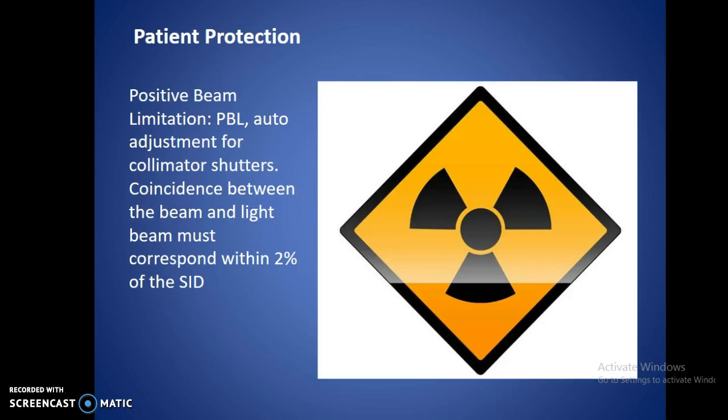Positive beam limitation we talked about in the prior chapter. Auto adjustment for the collimator shutters. The coincidence between the x-ray beam and light beam must correspond within 2% of the SID. So notice that 2% comes up quite a bit. So it's pretty much a standard they use across a few different other areas as well. So if you remember that 2%, that should be able to help you on the registry exam.